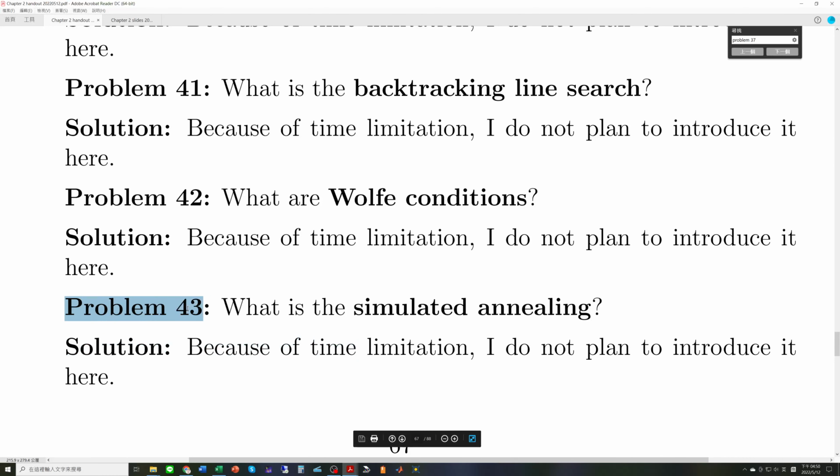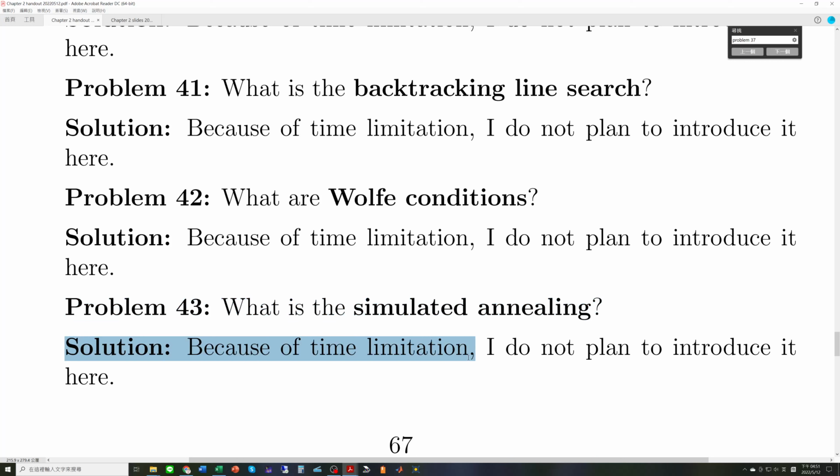So problem 43. What is simulated annealing? Solution. Because of time limitation, I do not plan to introduce it here.